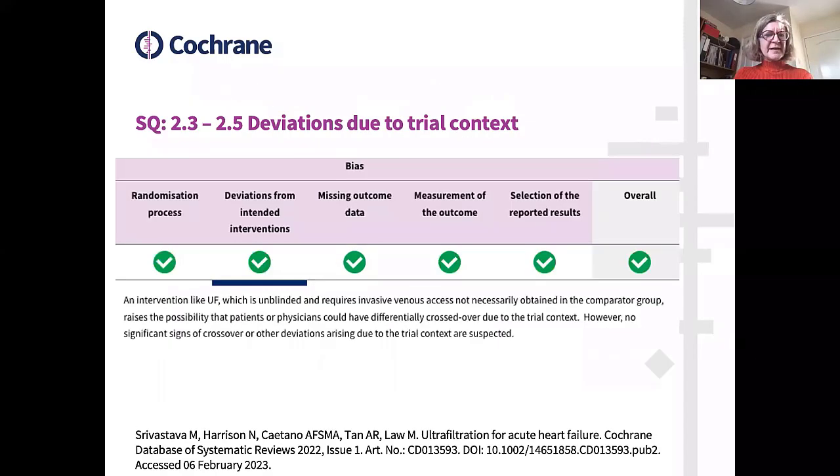Okay, I think I've just got one more example on domain 2, as it does raise questions. This is slightly different. In this study, the review authors concluded that even though the intervention was not blinded, they don't believe that actually led to bias. What they say is that they've seen no significant signs of crossover or other deviations arising due to the trial context. So they've scored that at low risk of bias, and that's a very reasonable position to take, if you can see no evidence of crossover or other deviations.